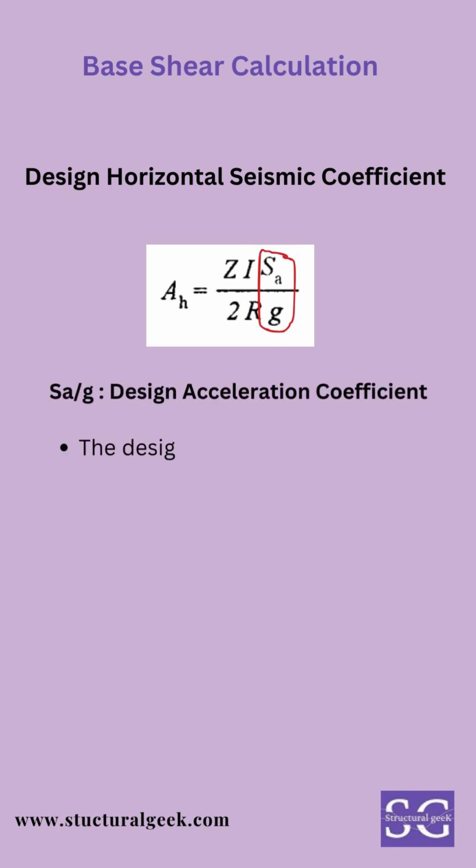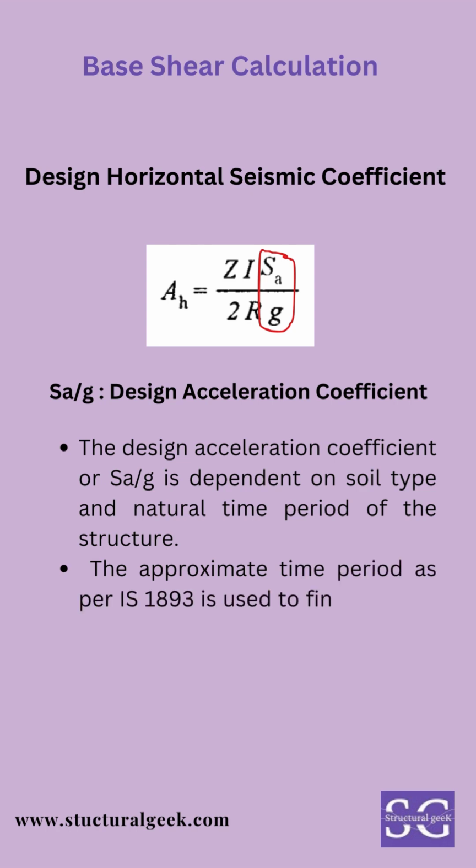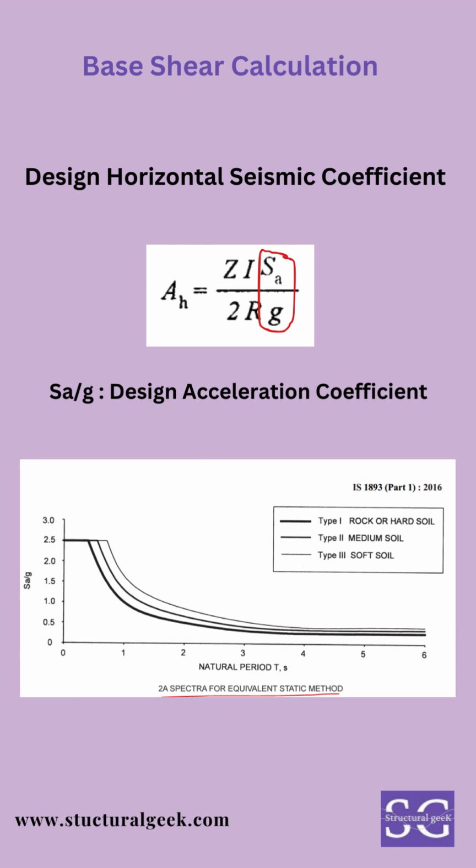The next factor is Sa by g, which is the design acceleration coefficient. The design acceleration coefficient or Sa by g is dependent on the soil type and the natural time period of the structure. The approximate time period of the structure as per IS 1893 can be used to find Sa by g values. Once the time period of the structure has been finalized, the Sa by g values can be found from the response spectra used for the equivalent static method below.